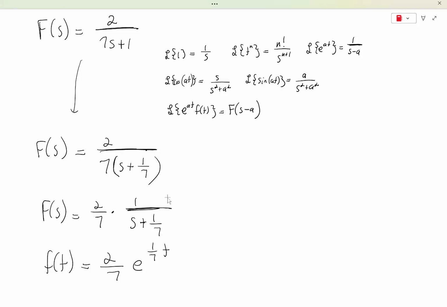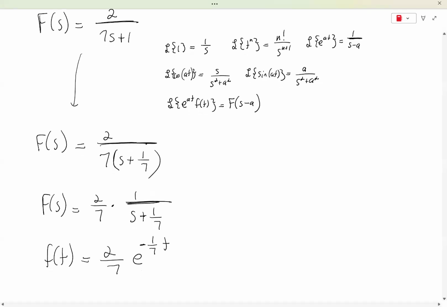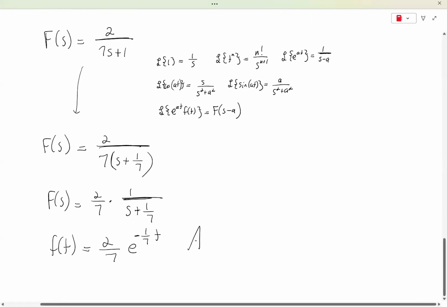Okay, and if you had this here, how would it finish up down here? Well, you can think of it as s minus negative 1/7, a double negative. So this would be a negative 1/7 here. Okay, so then that'd be the answer, the inverse Laplace for this one.